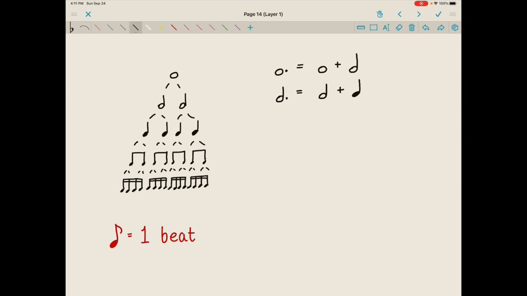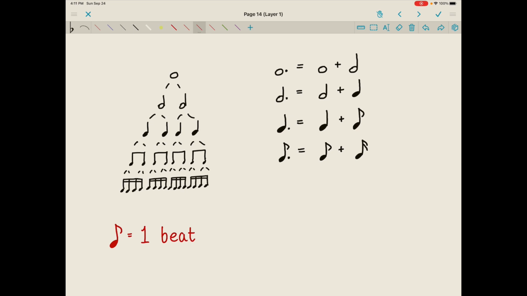We can take a quarter note, put a dot to the right of the note head. This is now a dotted quarter note, and it's worth a quarter note plus half of its value, so an eighth note. And we can take an eighth note, and we can put a dot to the right of the note head. This is now a dotted eighth note, and it's worth an eighth note plus half of its value. So in this case, it would be a 16th note.